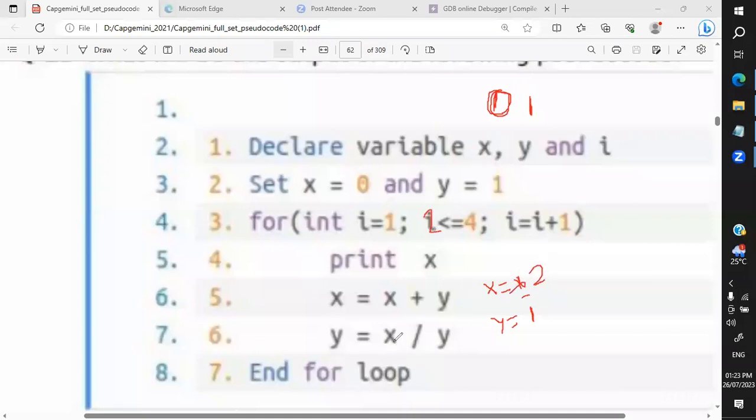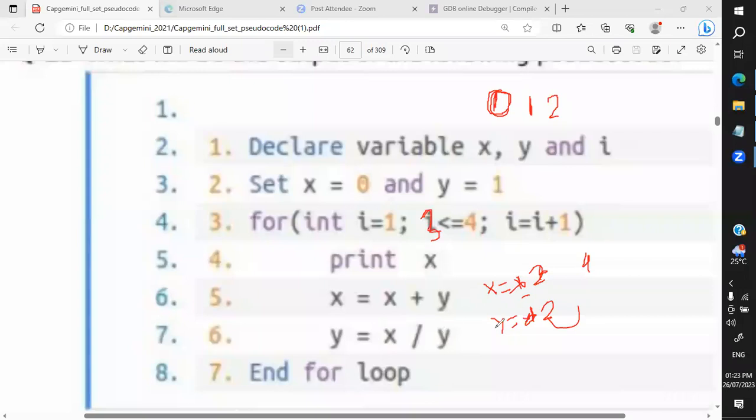Then y is equal to x by y. X is 2, y is 1, 2 by 1 is 2. Y is also 2 now. Next, after that, I equal to I plus 1, I value will become 3. When I equal to 3, x value will get printed, which is 2. Then x equal to x plus y, which is nothing but 2 plus 2, which is 4.